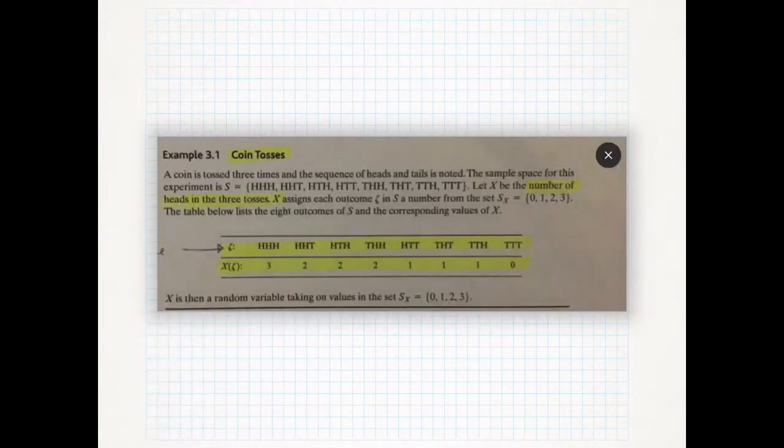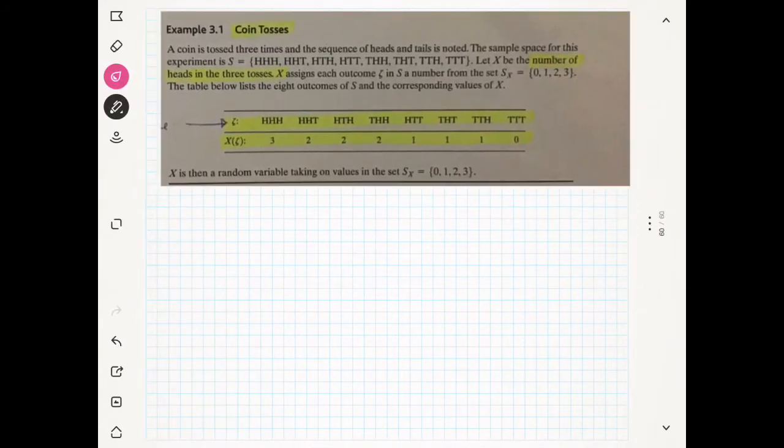You can see example 3.1 from the textbook. In this example, a coin is tossed 3 times. You know that these are all the outcomes. We may get all heads, or head, tail, and so on. There are 8 possible cases. How are you getting this 8? 8 is nothing but 2 power 3, because you are tossing a coin 3 times, and each time you may get either head or tail.